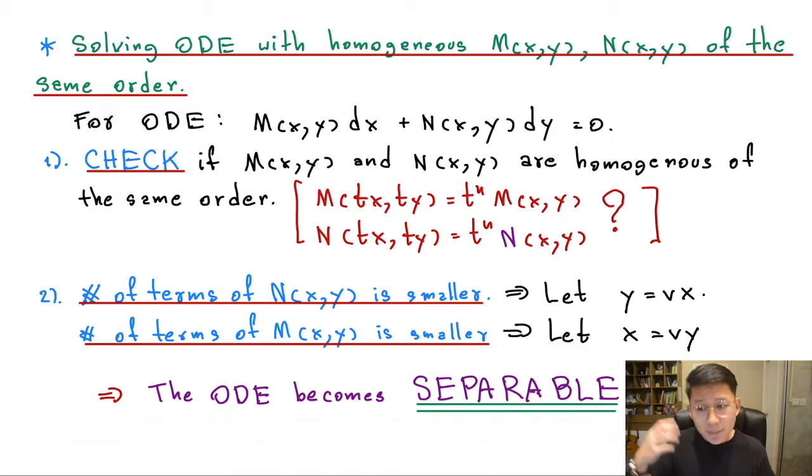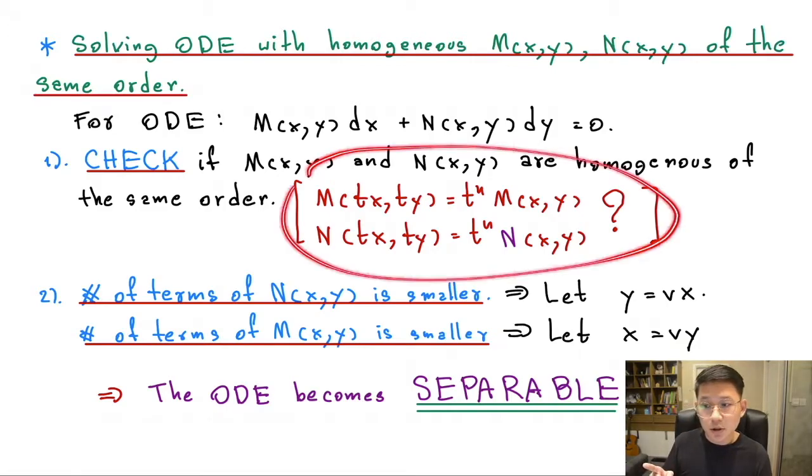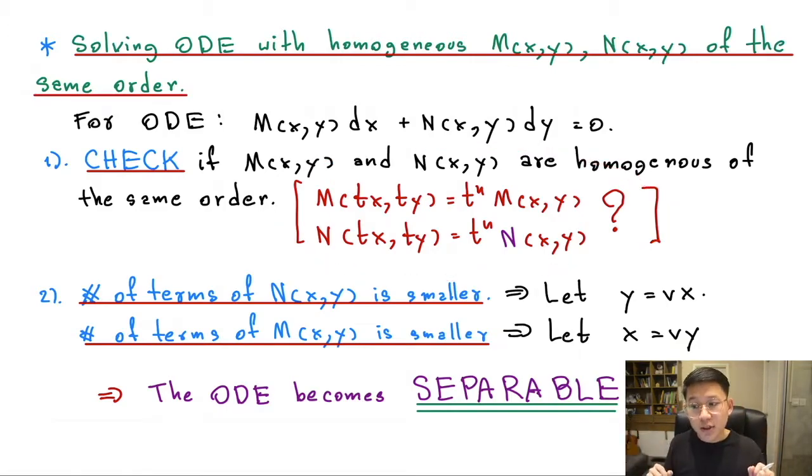So to sum it up, first check whether or not they are homogeneous, right? By checking these conditions. And if they are homogeneous of the same order, you look at the number of terms of N and M. If the number of terms of N is smaller, you let y be vx.